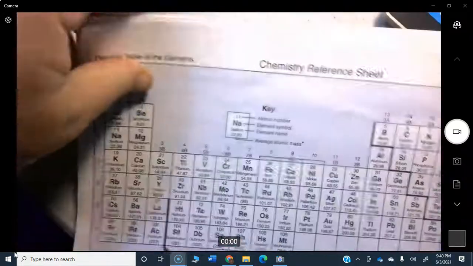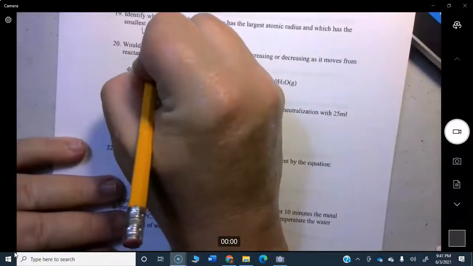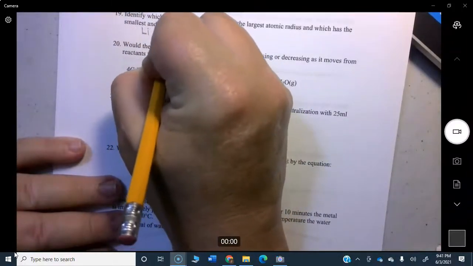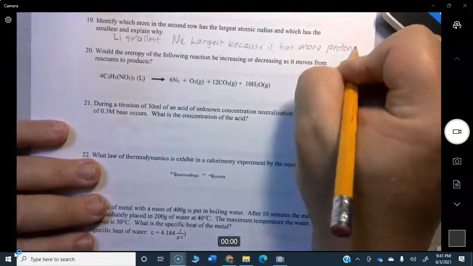So let's write that. Again, you can just write a real compact answer. Okay, that's it. Neon is largest because it has more protons to pull in the valence electrons.